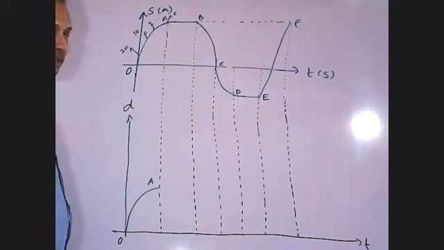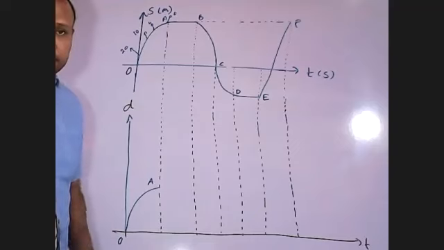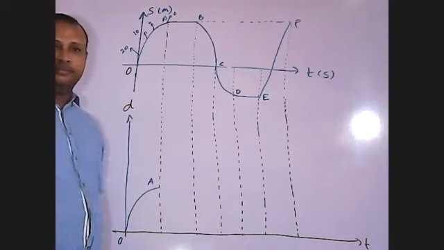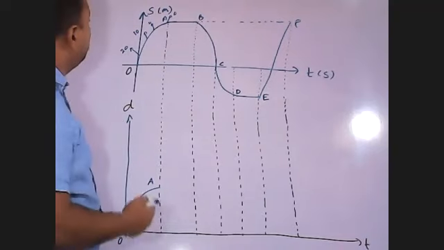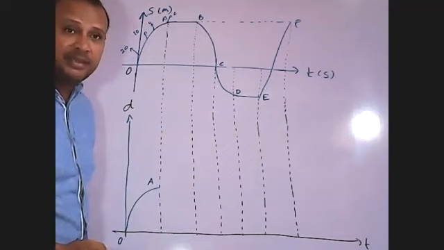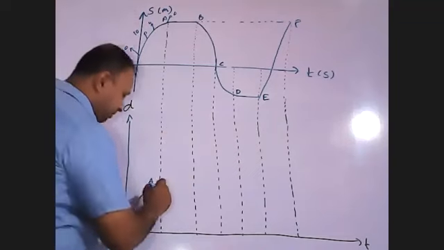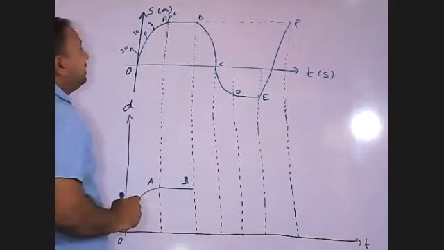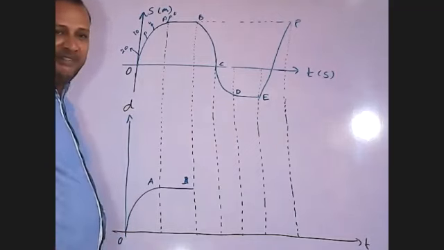Then A to B. Tell me from A to B. Stationary. Yes, same pattern, because there is no velocity. It is at rest. Very good. A to B, same pattern. Then B to C. What will happen from B to C?